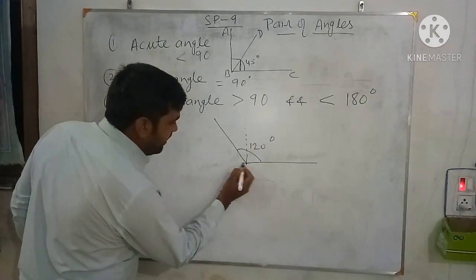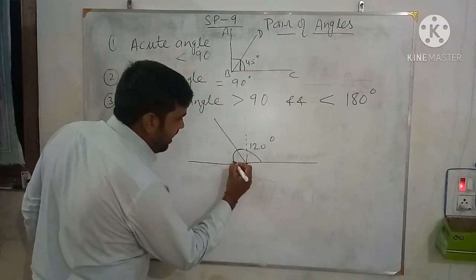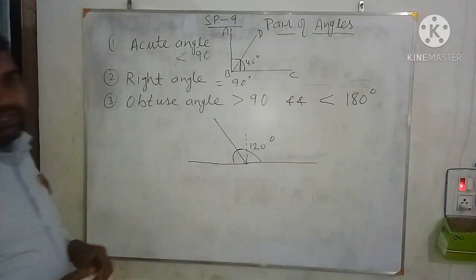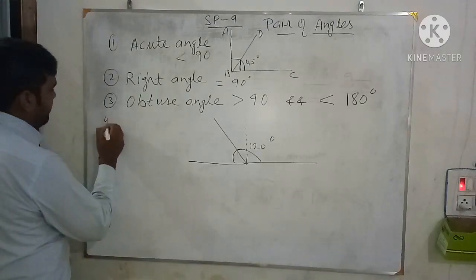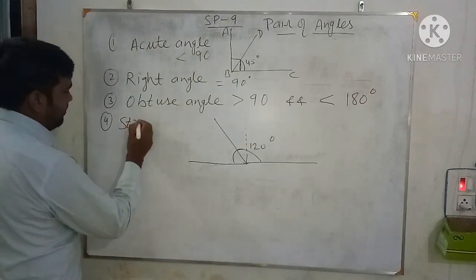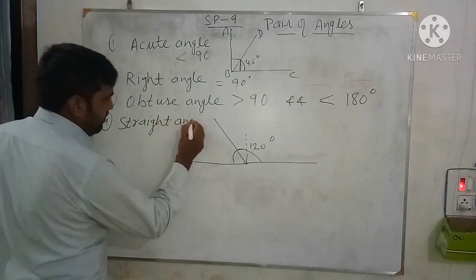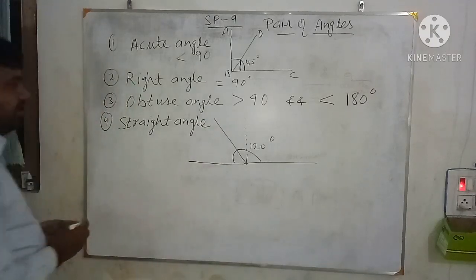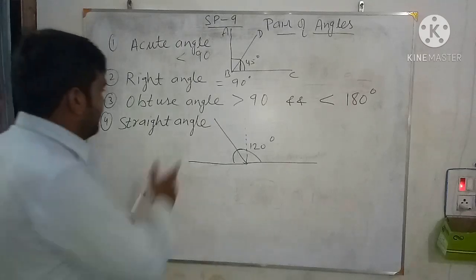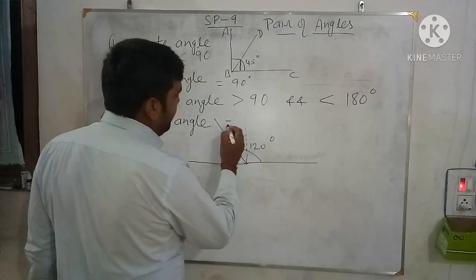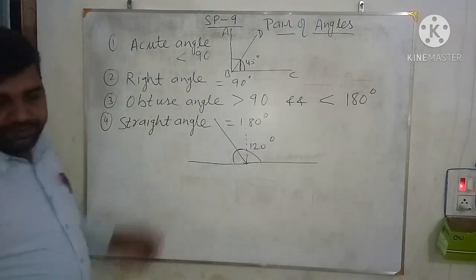Now if you extend this side, this complete angle, which is the half circle, is called 180 degree. That is also called the straight angle. The fourth one is the straight angle. An angle whose measurement is exactly 180 degree. Straight angle means exactly 180 degree. So an angle whose measurement is exactly 180 degree is called the straight angle.